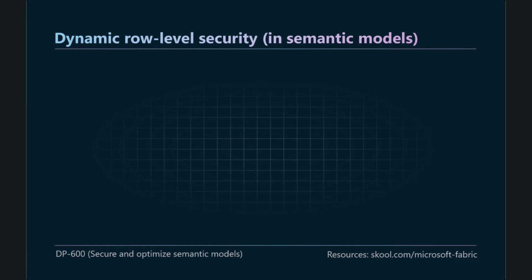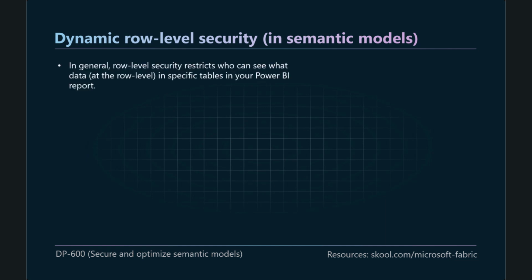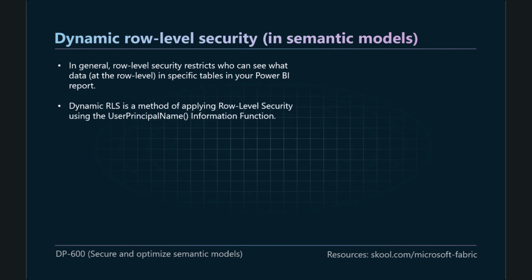So let's start by looking at dynamic row-level security. So in general, when we talk about row-level security, we're talking about restricting who can see what data at the row level in specific tables in a Power BI report. Now, dynamic row-level security is kind of an extension to row-level security by applying row-level security using the user principal name. Now, there are other information functions that we can use, but user principal name basically gives us the email address of the logged in user.